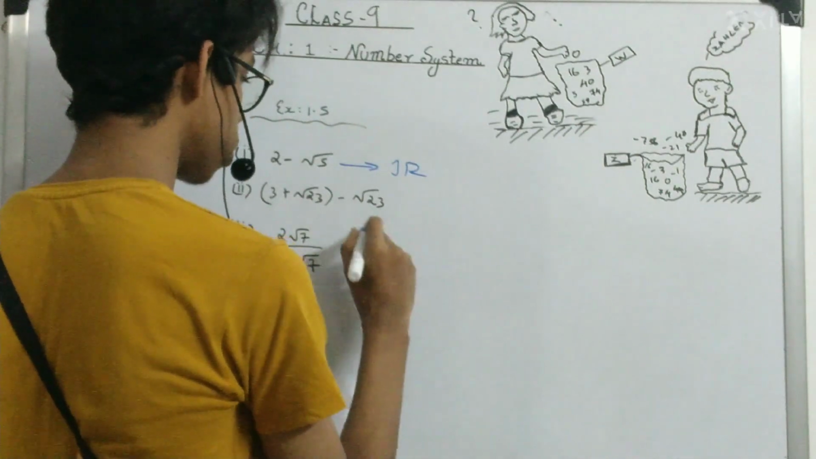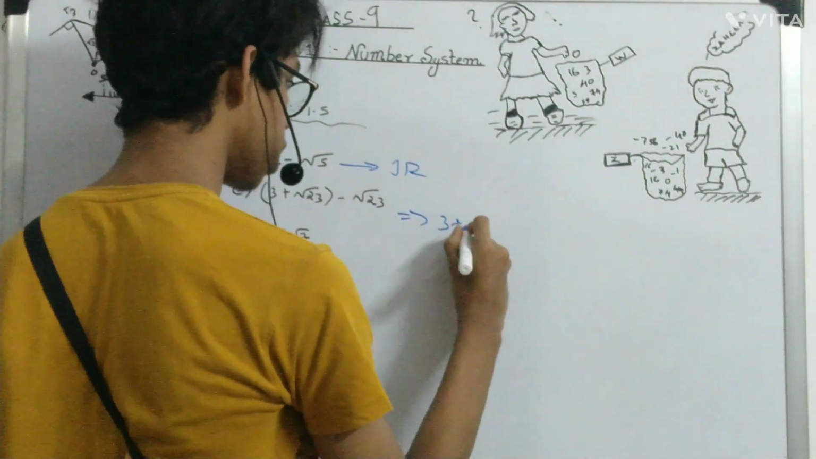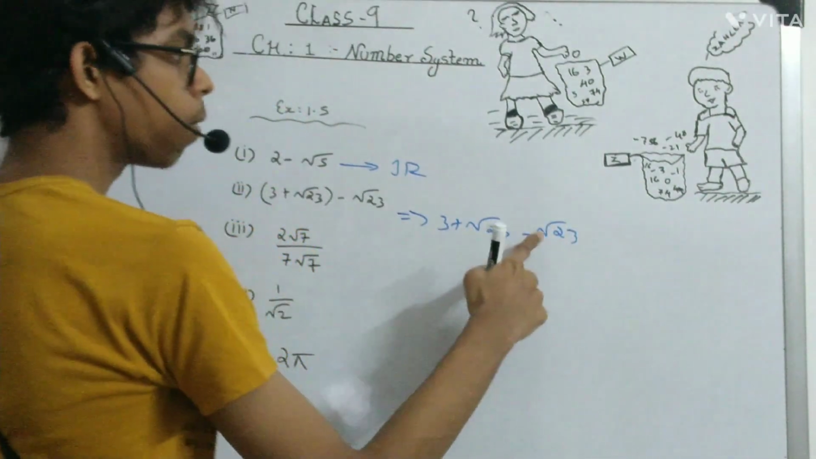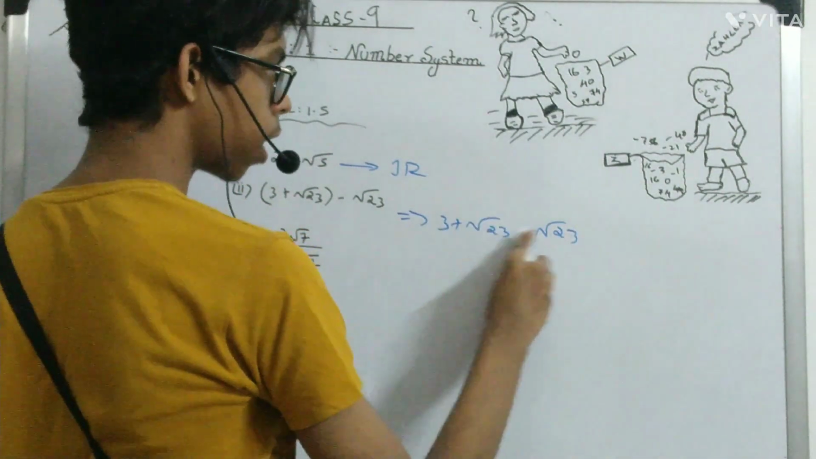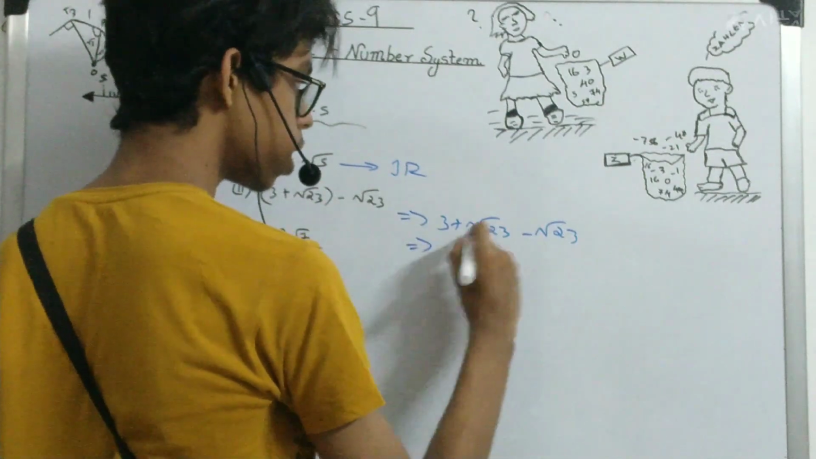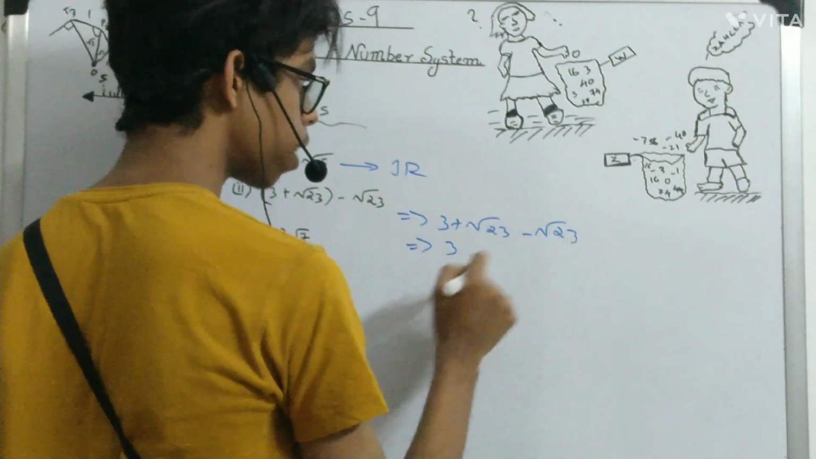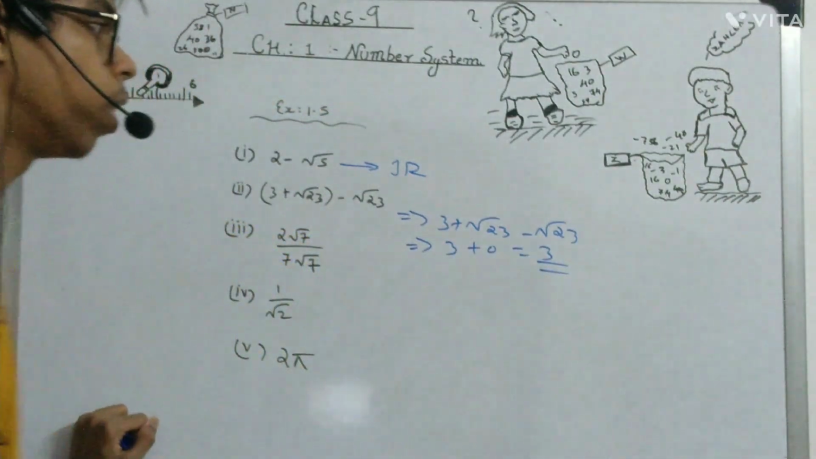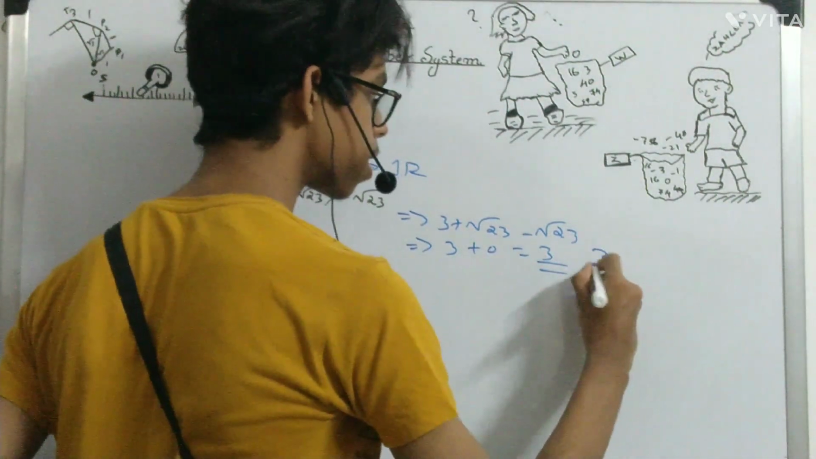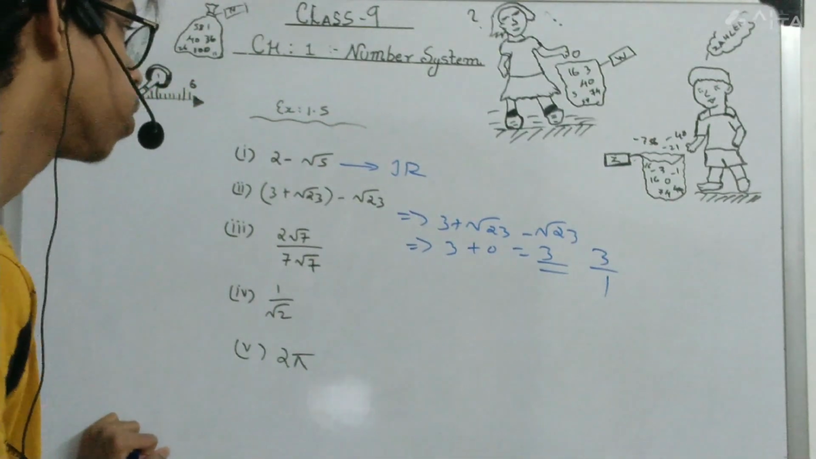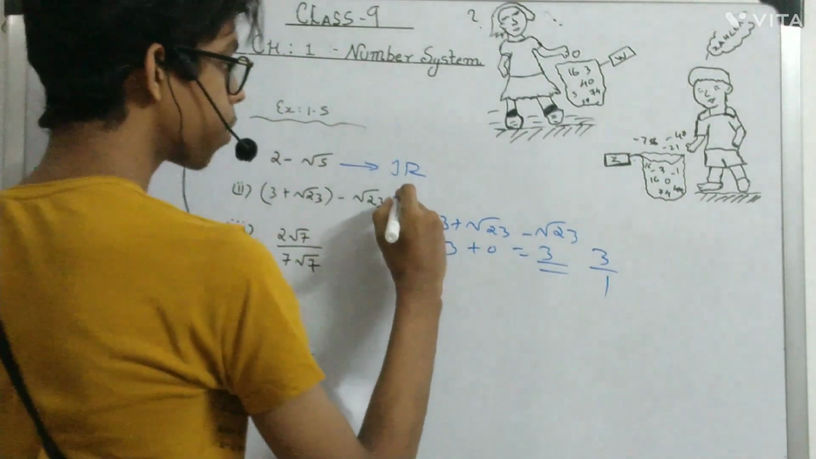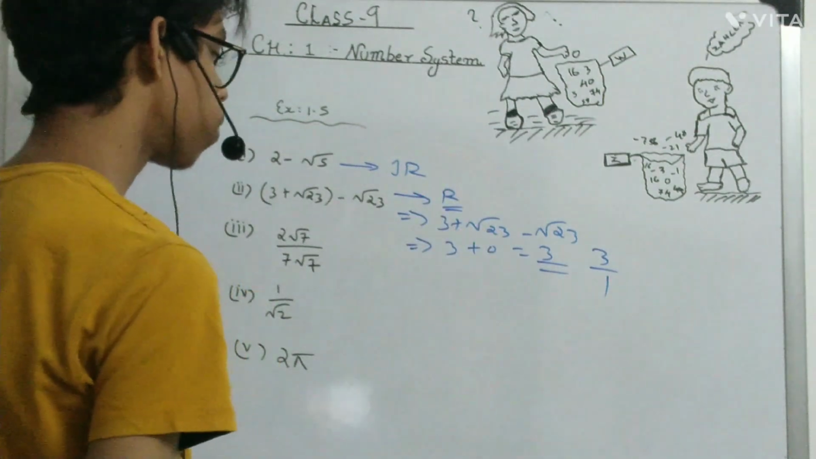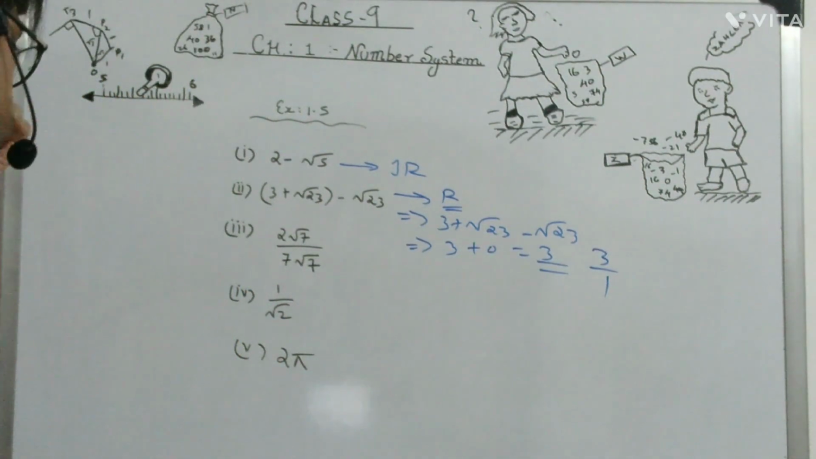Just see over here, we can write this as 3 plus root 23 minus root 23. Whatever is inside the roots is similar, so we can just subtract it. Root 23 minus root 23 is 0. So 3 plus 0 is 3. And we know 3 can be written as 3 by 1 in p by q form. So our second one is a rational number.